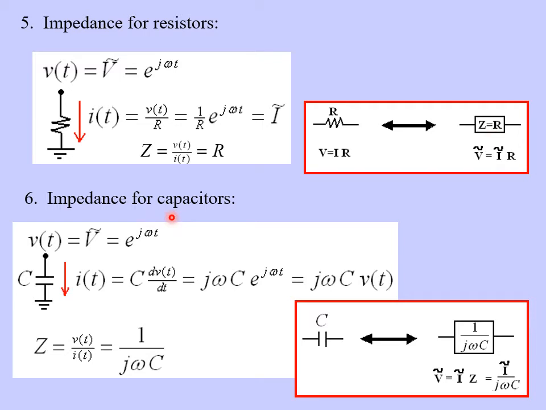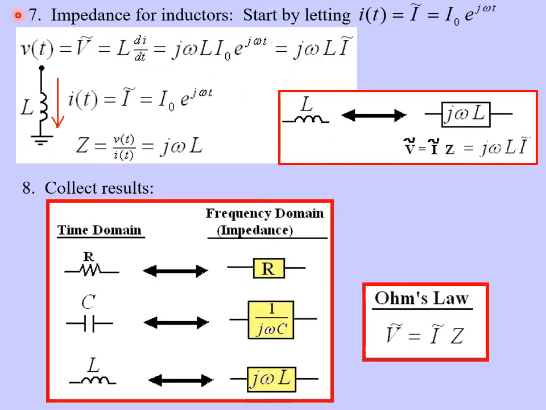For a capacitor, it's a whole different story. Again, you can go through my derivation here, but what a capacitance gives us for an impedance is 1 over j omega C. So whenever we see a capacitor in a circuit, we're going to replace it with an impedance equal to 1 over j omega C. And finally, for an inductance, L, you can go through the steps of proving this, but it is replaced by its impedance, which is j omega L.